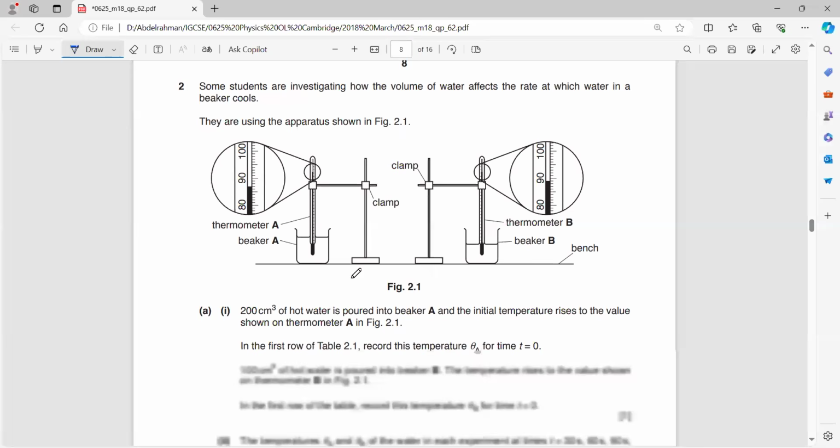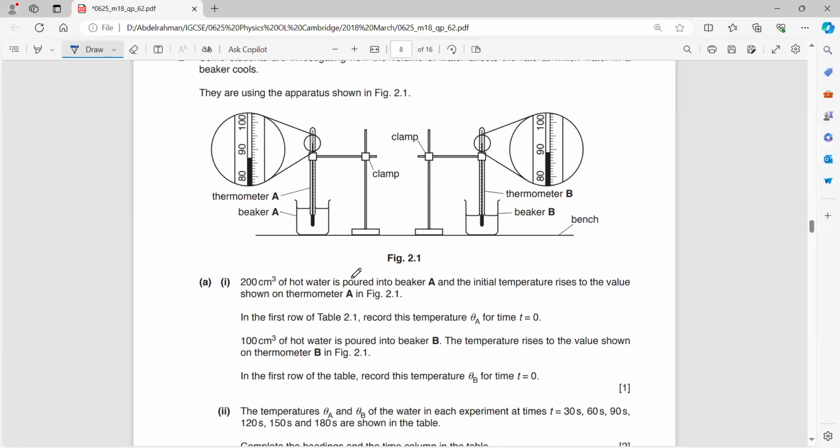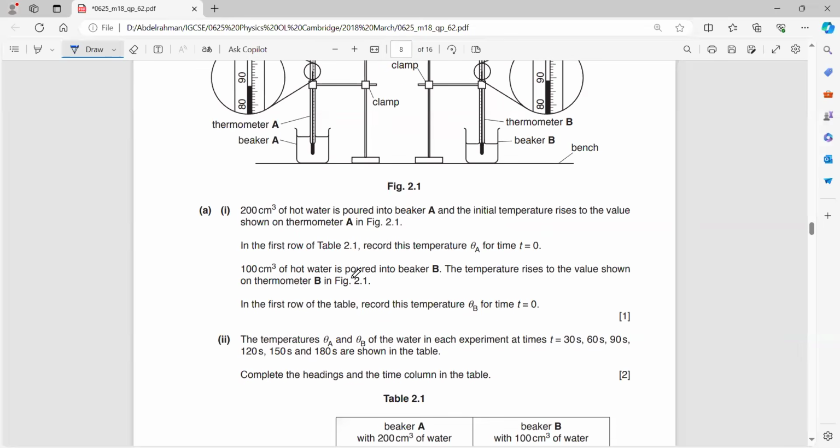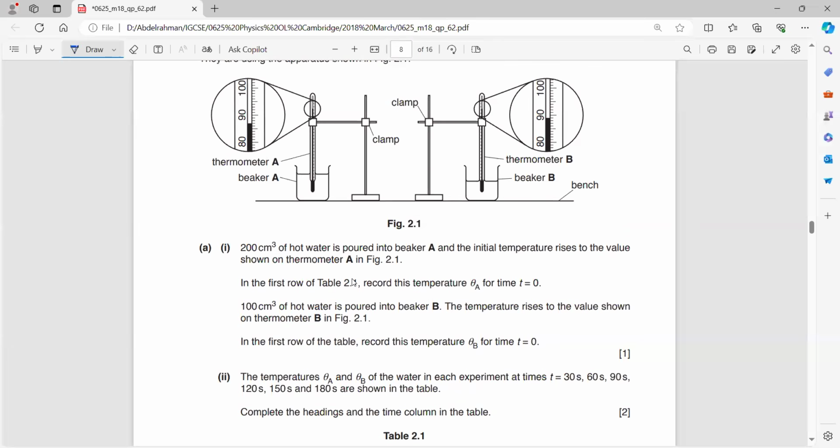Question 2. We have 2 thermometers, thermometer A and beaker A, thermometer B and beaker B. In beaker A, we had 200 centimeters cubed of hot water. In beaker B, we had 100 centimeters cubed of hot water. Can we take the reading of each of these thermometers and record them in the table? Yes, we can do that.